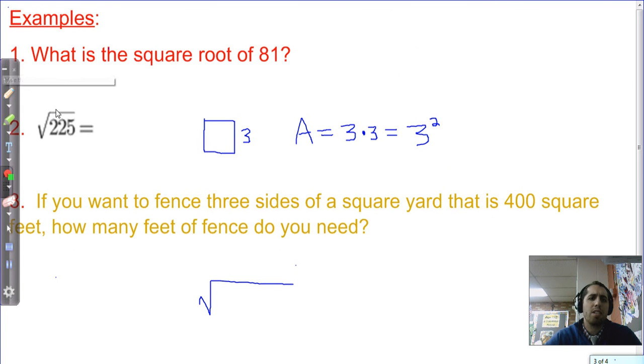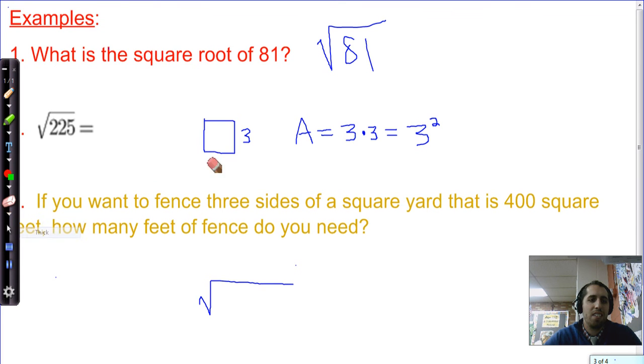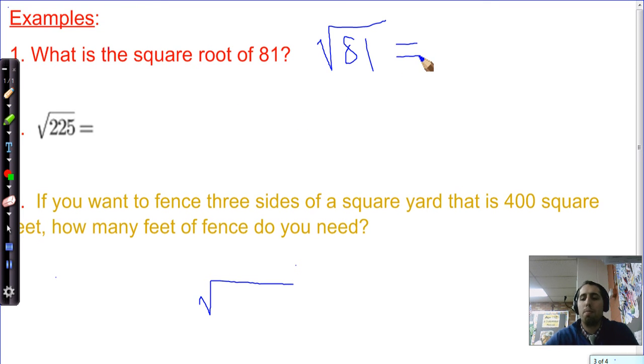Number 1 says, what is the square root of 81? To write this out, we could draw 81 inside the radical, and we need to find out what the square root of 81 is. Well, what number times itself equals 81? 8 times 8 is 64, 10 times 10 is 100, 9 times 9 would be 81, but so would negative 9 times negative 9. So positive or negative 9, and that's the way you can write it. They're both appropriate square roots.